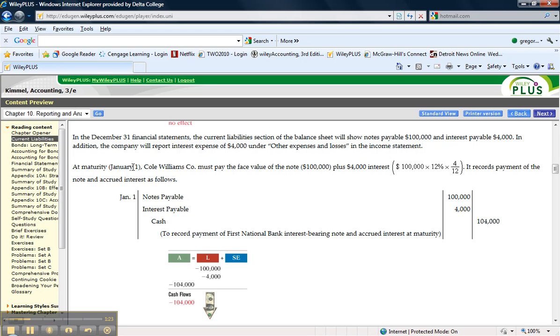So if it was January 31st, this debit to notes payable would still be the same. The debit to interest payable would still be the same because that's just noting that the 4,000 from this year is being paid off. But there'd be a third debit for more interest expense of another $1,000. It looks like $1,000 a month is the interest amount. So it would be another 1,000 of interest expense, and then the credit to cash would be 105. So make note of that.